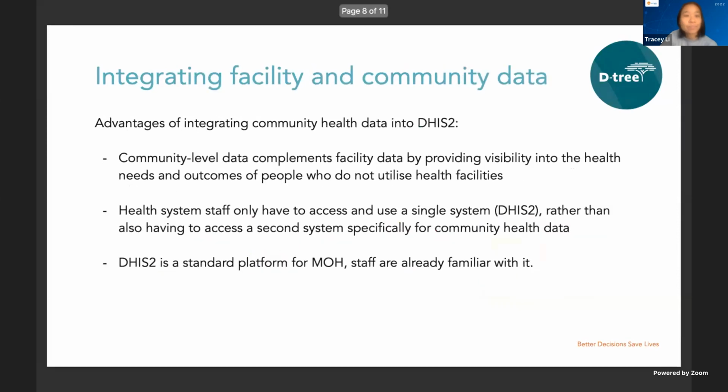The advantages of this are that community level data complements facility level data by providing visibility into the health needs and health outcomes of people who do not or cannot utilize health facilities for any number of reasons. And this is especially true in lower middle income countries where there is a shortage of health facilities and/or health workers to meet the needs of the full population. There are many people who aren't able to or choose not to access services and health facilities.